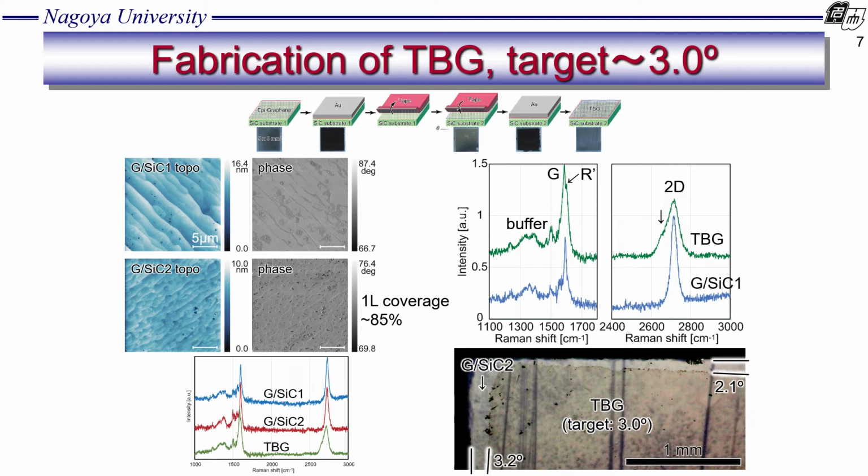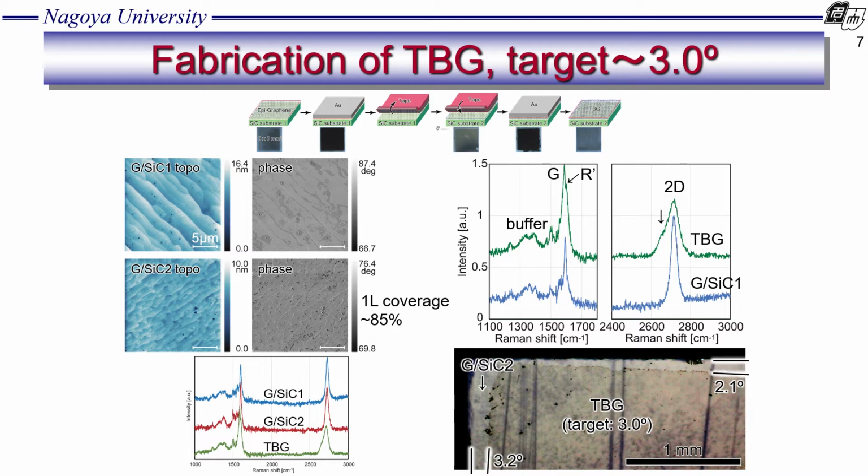The left bottom graph shows the Raman spectra, and the top right graph is the magnified one. Graphene on silicon carbide 1 exhibited a very sharp 2D band, indicating the presence of monolayer graphene. On the other hand, the 2D band after transfer is broad and asymmetric. This result indicates that it is bilayer graphene. In addition, there is a peak at the right shoulder of the G band, which is known as the R' band. The R' band is often observed in twisted bilayer graphene.